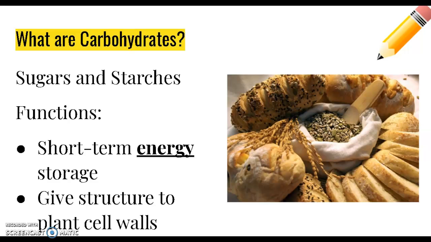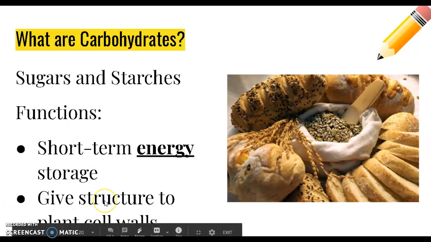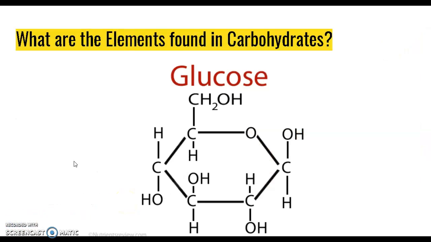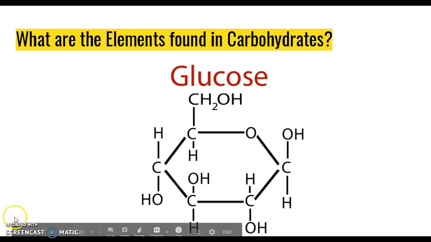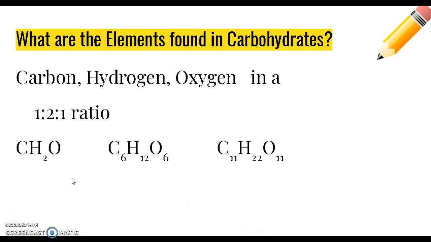Carbohydrates also function to give structure to plant cells. Plants don't have bones, so they use carbohydrates to help give them support and structure. Take a look at this photo of a carbohydrate molecule. What elements are present in this molecule? The elements found in carbohydrates are carbon, hydrogen, and oxygen in a 1:2:1 ratio. That's what the word carbohydrate means. Hydrate means water. So we have H2O and then carbo, a carbon onto it. So this 1:2:1 ratio means you have twice the amount of hydrogens than you do carbon or oxygen.